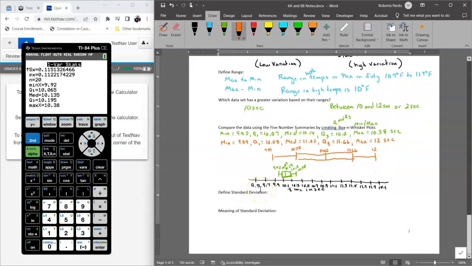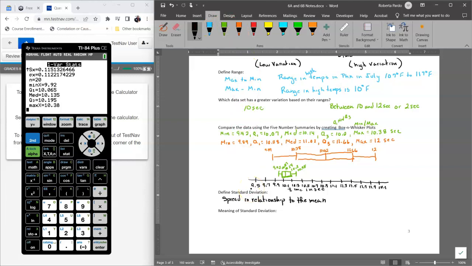So now what's standard deviation? Standard deviation is the spread about the mean. So the variation or the spread in relationship to the mean. In the box and whisker plot, we were looking at the spread as it related to the median. In standard deviation, we're talking about the spread in terms of the relationship to the mean.